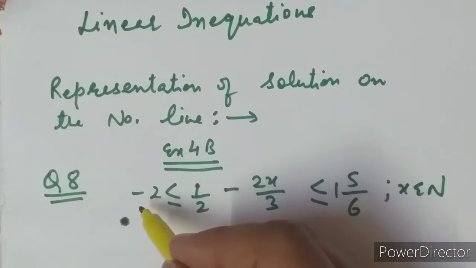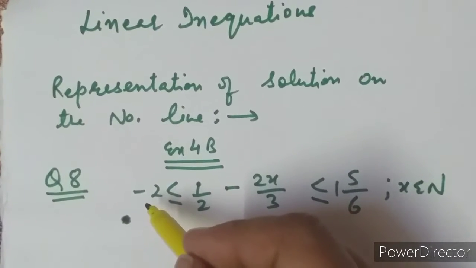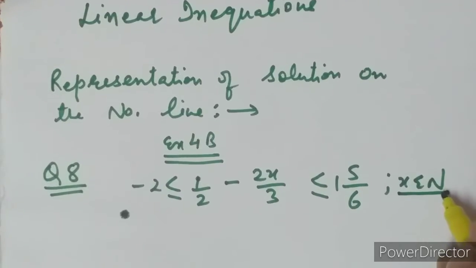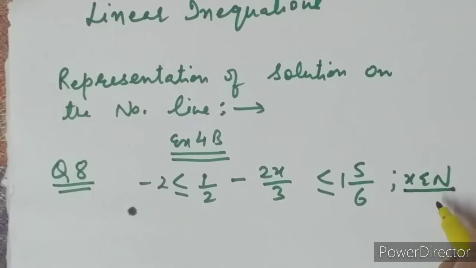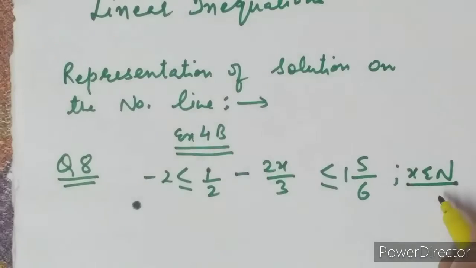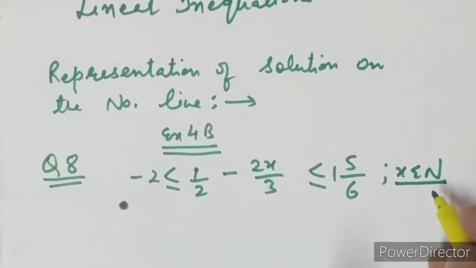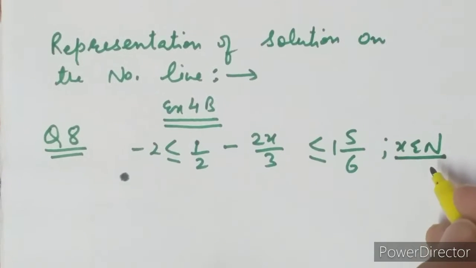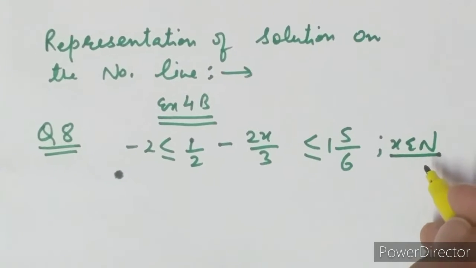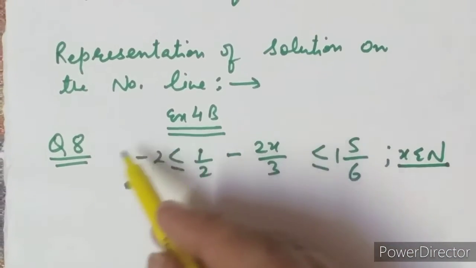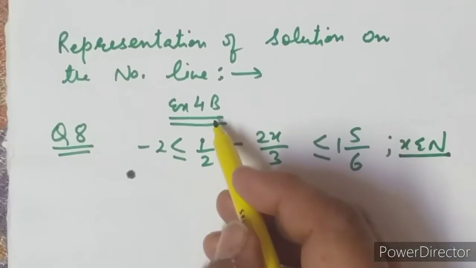For that, I have taken up two different questions, one in which the replacement set is given to be a set of natural numbers, and a second example in which the replacement set will be a set of real numbers. So with both, I think it will be very clear to you how to represent the solution on the number line. Now, I have taken up question number 8 from exercise 4b.